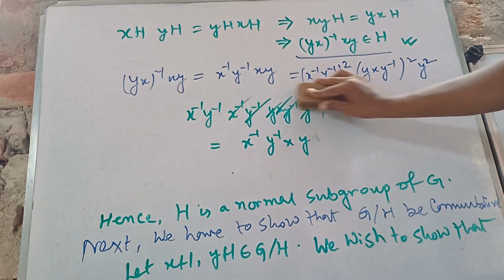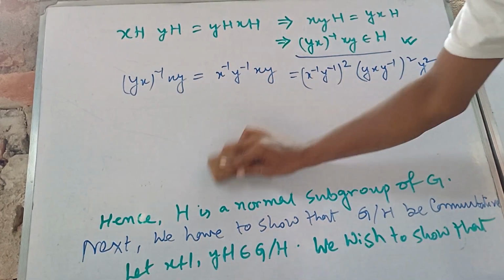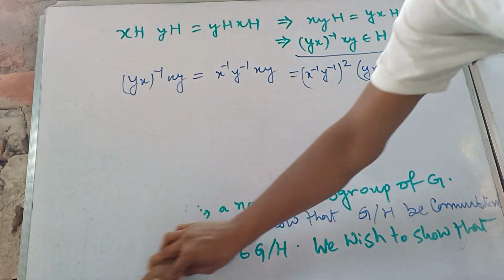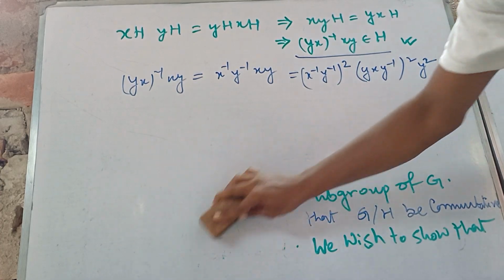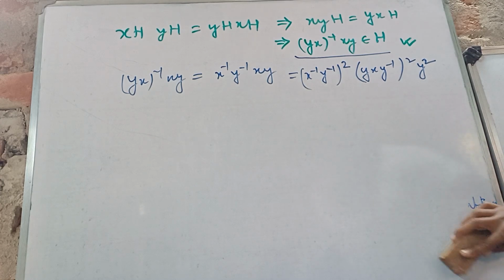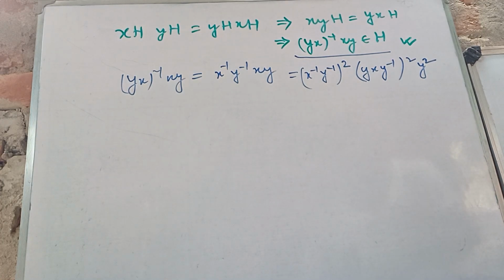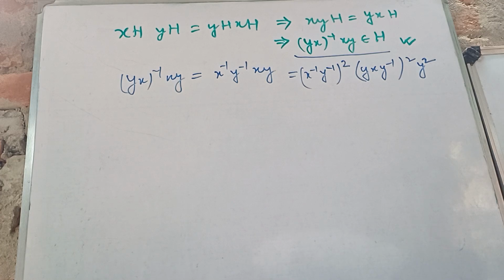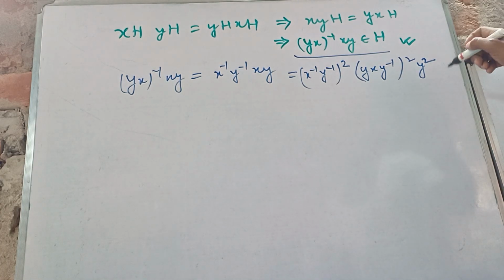So we erase the lower portion also. That means this one we write now. Then next what we do, we do step by step. I think you all understand this portion.